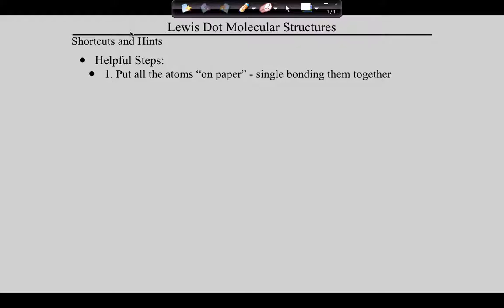And again, guys, I'm just going to give you these steps and then we'll do them for 4 examples and then I'll turn you loose and let you play with them. So guys, step number one is put all the atoms on the paper, single bond them together. Now guys, when you do this, there are some hints that will make you more successful. The first one is this: draw them symmetrically. And I'll show you an example of this in just a second.